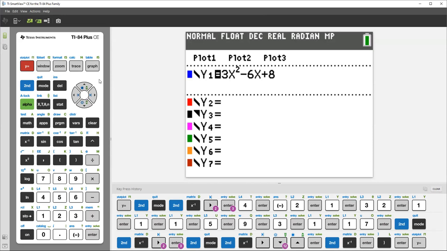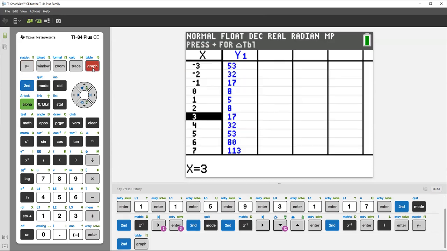Now, I don't want to graph it actually because I'm not going to be able to see the points. Where can I see the actual points? You're going to go to second table, and that's where you can find the points. So I'm looking for (-2, 32). I'm going to go to x equals -2, and I can clearly see that it is 32. So that point is actually there.